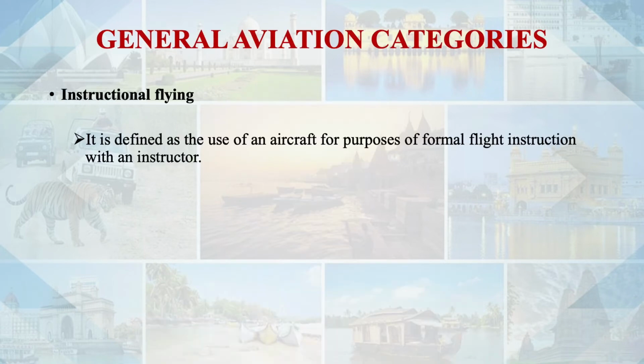So we will undergo training, and after the training there will be certain examinations. After that, you will be getting the license for flying. So that kind of aviation comes under this category. That is called instructional flying. It is defined as the use of an aircraft for purposes of formal flight instruction with the help of an instructor. So an instructor has to be there, and they will be using an aircraft.